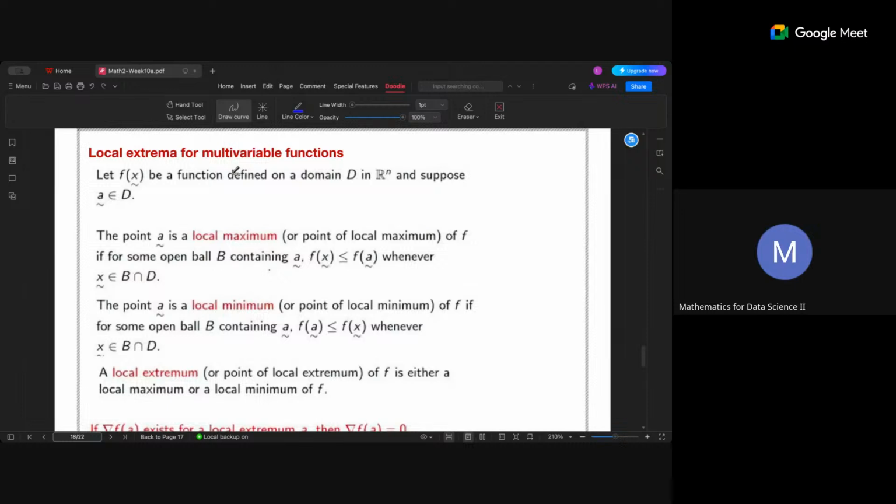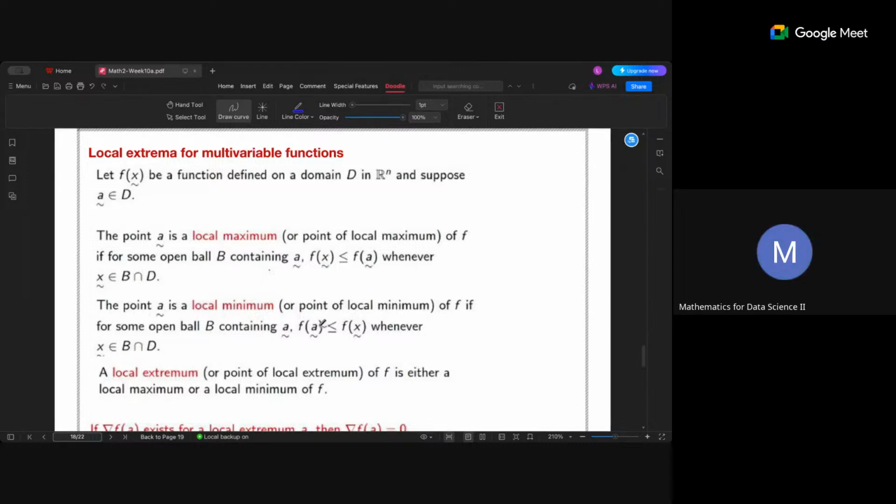Local extrema for multivariable functions. Let f of x still be a function defined on a domain D in R^n, and suppose there is a point A tilde in the domain D. Then that point is a local maximum if there is an open ball containing A tilde such that inside this open ball, f of x tilde is less than or equal to f of A tilde.